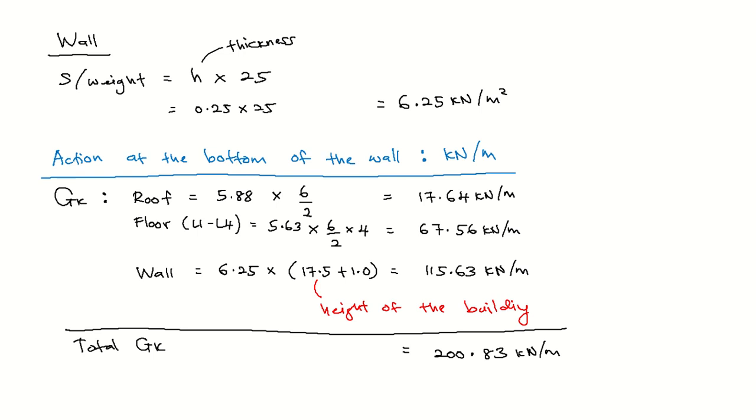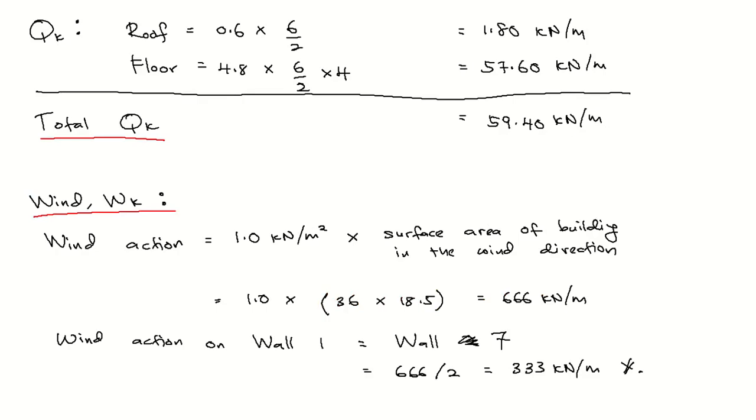From the action at the bottom of the wall, we have the total GK of 200.83 kN per meter. The total QK is 59.4 kN per meter, and we also have the wind action that comes from the wind pressure of 1 kN per meter square, and for each wall it is subjected to 333 kN per meter. So what is the next step?